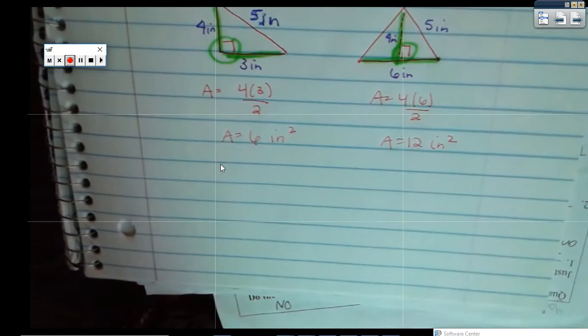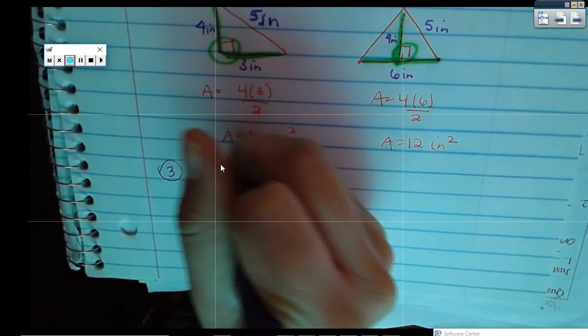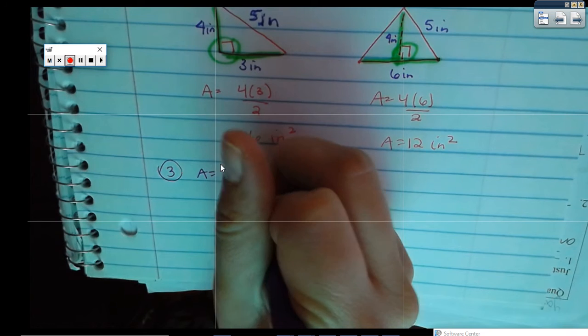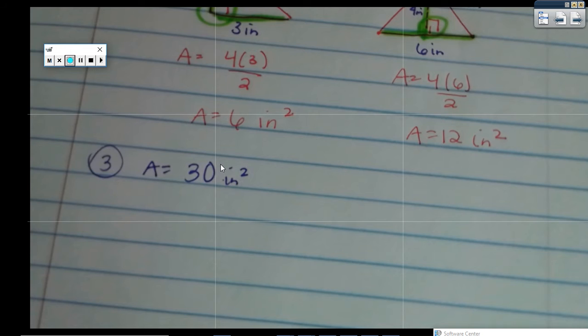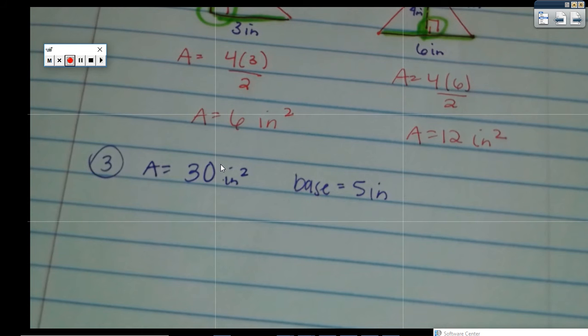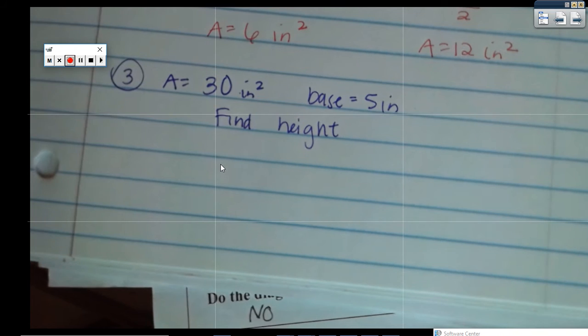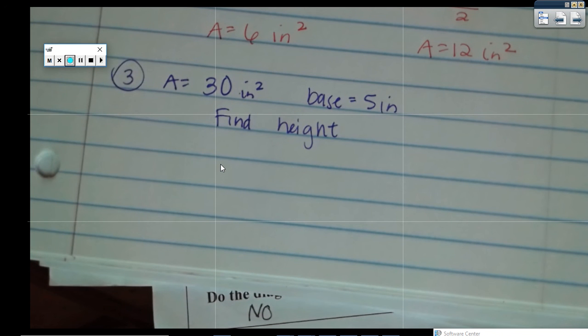Okay, so example 3. Let's say the area that they tell you in the problem is 30 square inches. They will tell you in the problem, the area is blah, blah, blah. Find the height or the base. And then they'll say the base is, let me make up something real quick, 5 inches. And they'll tell you find the height. So you're working backwards. Instead of finding the area, they're already giving you the area in the problem.